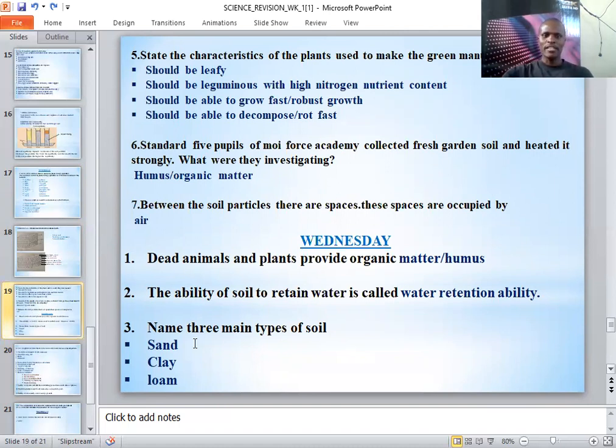Number 2, the ability of soil to retain water. The ability of soil to hold or retain water for a long period of time. How do you call it? You can call it water holding capacity, or we can call it water retention ability. All those are acceptable. Number 3, name 3 main types of soil. Some are not able to get that. Sand, clay, and loam. Those are the types of soil that we have.